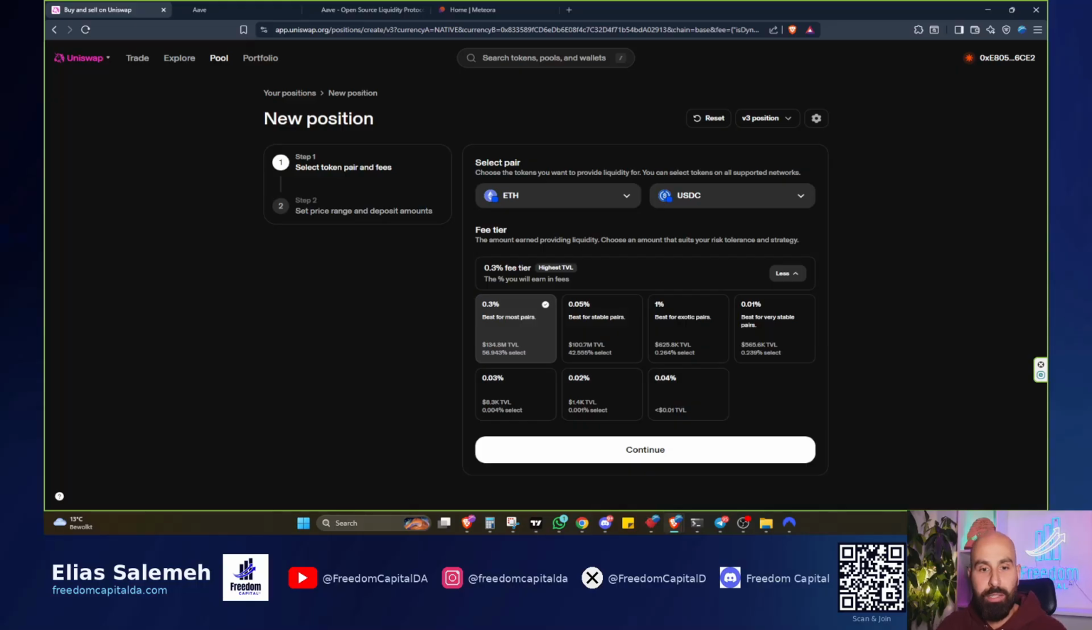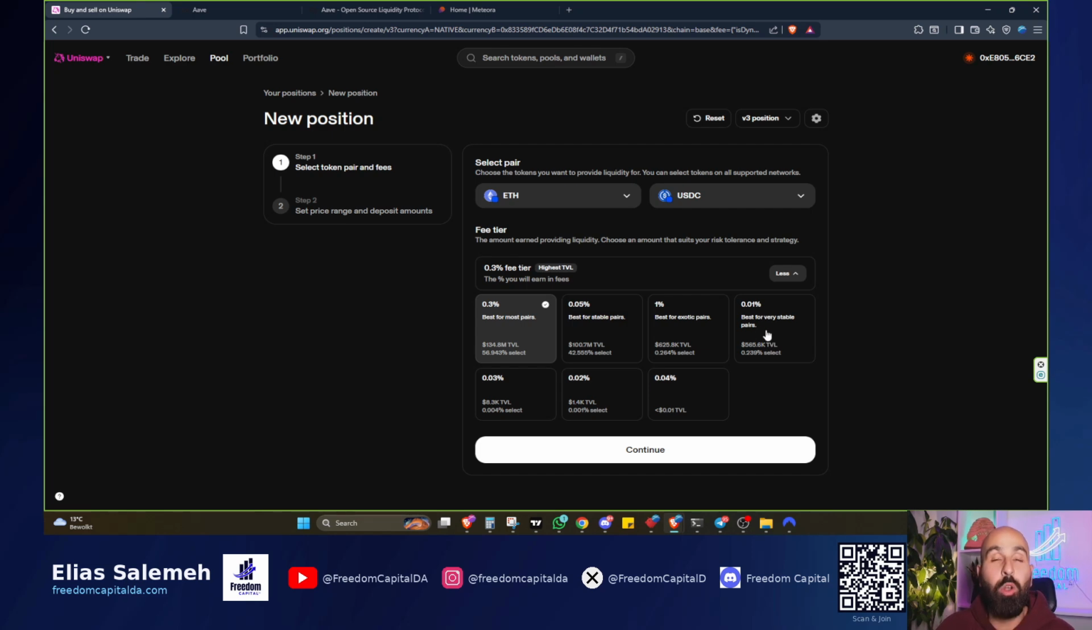For volatile pairs, as you can clearly see here, you should choose something with a very high fee rate. Here you have 1%, which is best for exotic pairs, meaning extremely volatile pairs. 0.3% is the default, best for most pairs. 0.05% is best for stable pairs, mainly stablecoins. And 0.01% is even better for stablecoins because they are extremely stable.